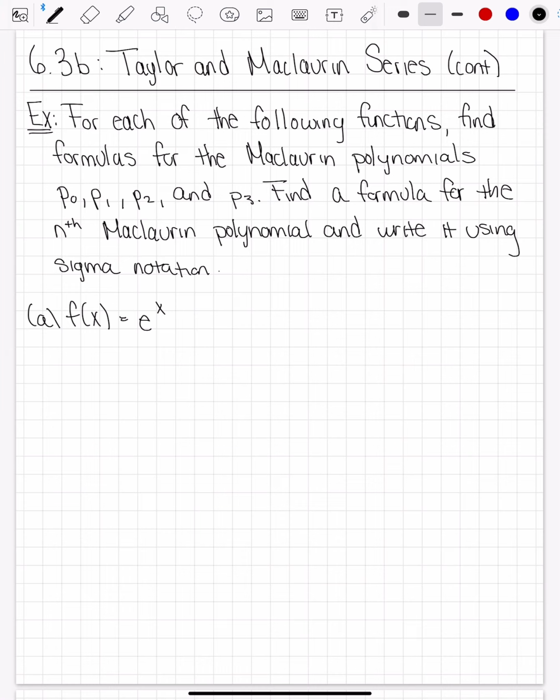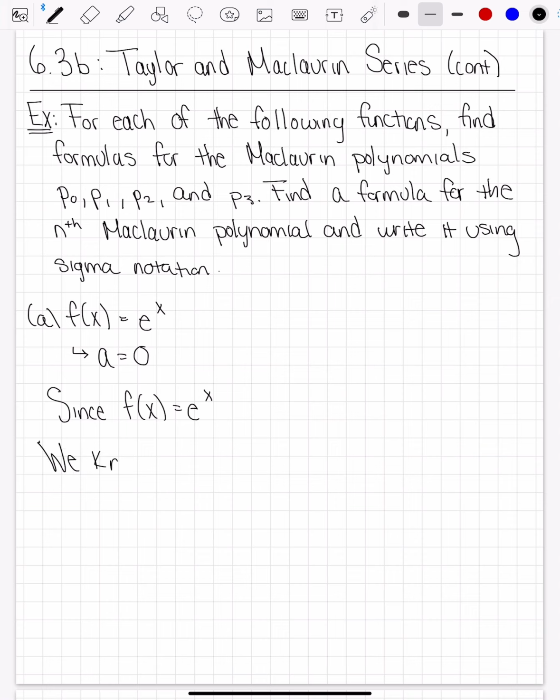So remember that for the Maclaurin polynomials, the only difference is that a is 0. And I want to talk a little bit about a, right? So basically, whatever a is, we're approximating the function's values near that a. So that's what we're doing, finding a series that approximates the function near that value.